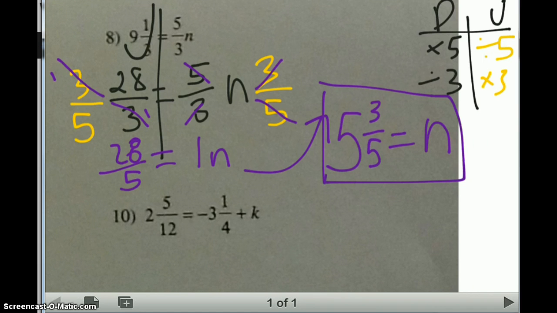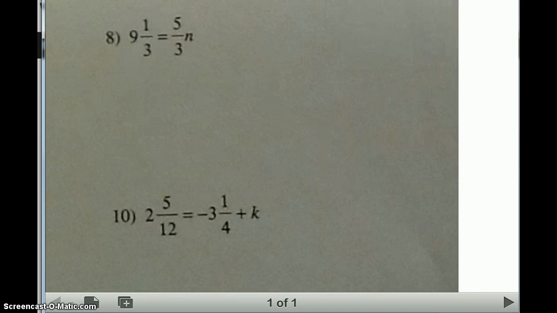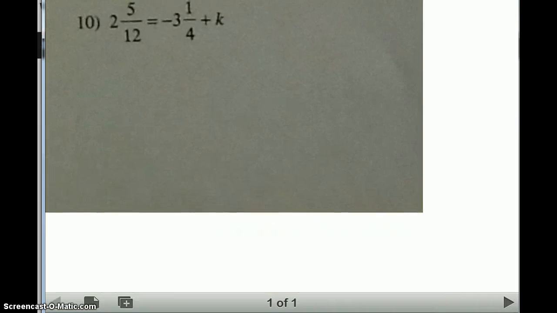Okay? Let's do one last problem because number 10 looks a little scary, but honestly it's not bad if you just work through the fraction piece. So let's move this up. There we go, 10. Always draw my line down first. I see I've got 2 and 5/12 equals -3 1/4 plus k.